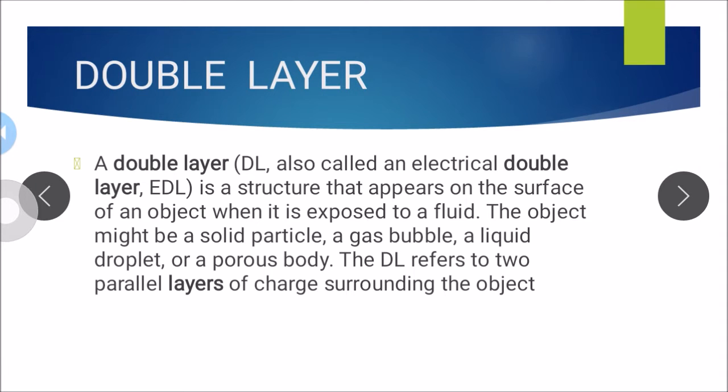A double layer, which is also called DL, or sometimes an electrical double layer, EDL, is a structure that appears on the surface of an object when it is exposed to a fluid. The object may be a solid particle, as I said earlier, a gas bubble, a liquid droplet, or sometimes it may be a porous body. The DL refers to two parallel layers of charge surrounding the object.